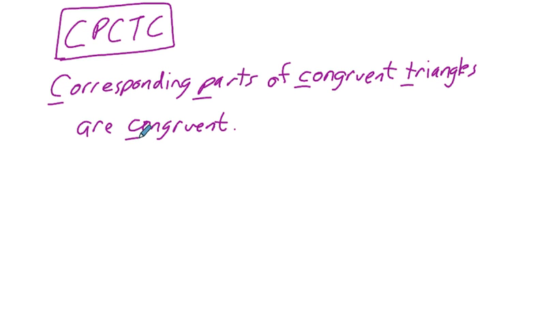All that is, it's a fancy way to say that if we know that two triangles are congruent, then we know that the corresponding parts of those two triangles must also be congruent. Okay? That's all that statement says. Corresponding parts of known congruent triangles are congruent. So we use this as a justification or a reason. We use it in proofs a lot.